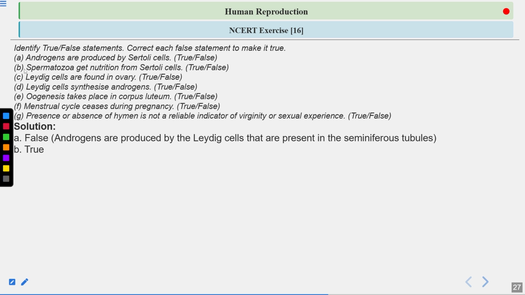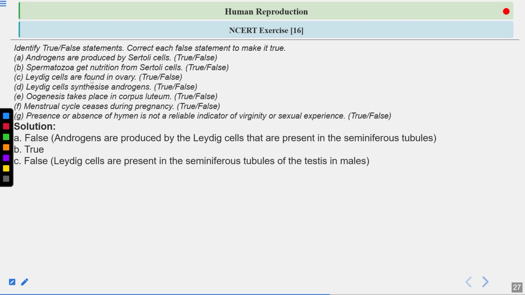Then second, B, spermatozoa get nourishment from Sertoli cells. So this statement is true. So the sperms, spermatozoa is sperm. The sperm head is embedded into the Sertoli cells. The sperms, they get nourishment from the Sertoli cells.